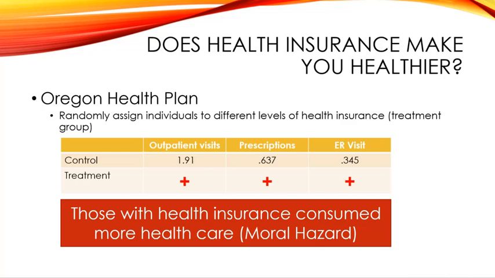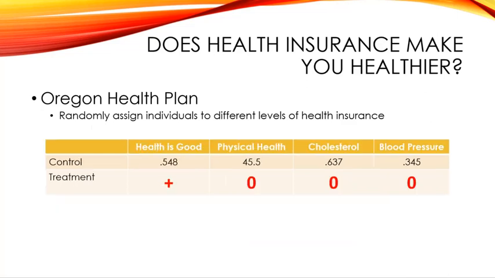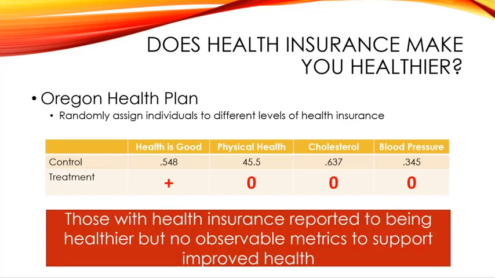And this isn't so much a problem as long as their health improves. But what they found in this study is that those that reported on their health said, yes, my health improved, but all observable measures and metrics of health didn't show improved health. And so what this health insurance experiment showed is that individuals, when they have access to health insurance, consume more healthcare, but aren't necessarily any healthier.